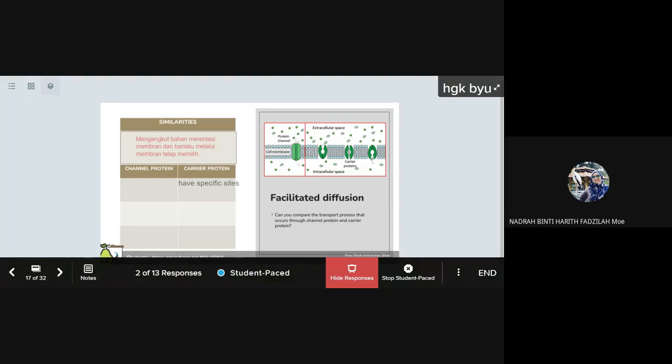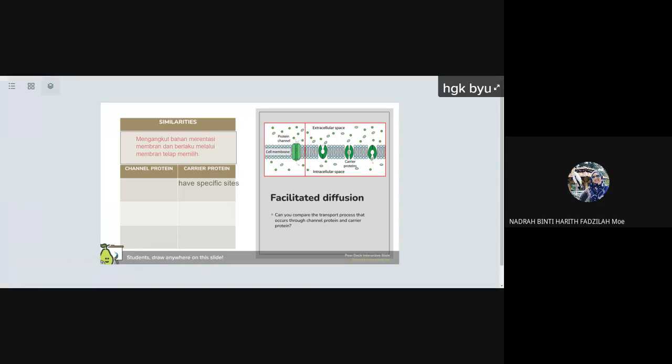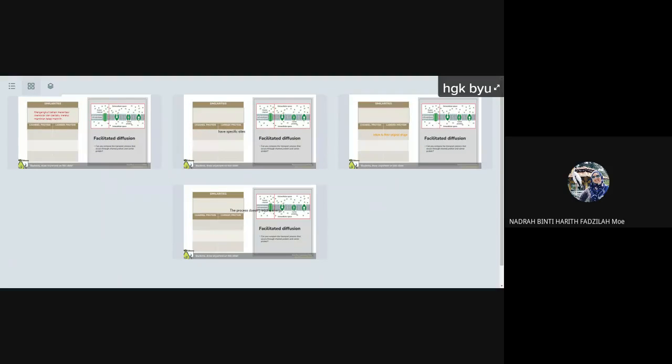Okey, anak-anak, mari kita bandingkan antara these two types of facilitated diffusion. Kejap ya. Okey, semua orang dah dekat slide. Alright, very good. Semua orang dah dekat slide ni. Slide 16 dia dah updated. Thank you. Okay, let's go. Let's do this.